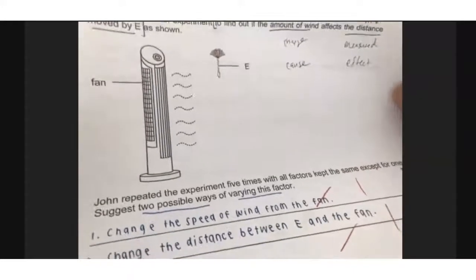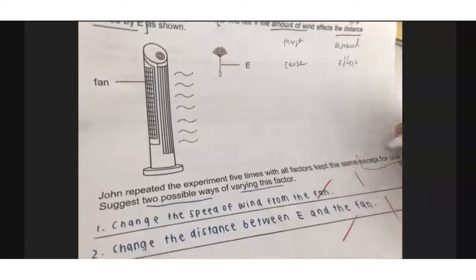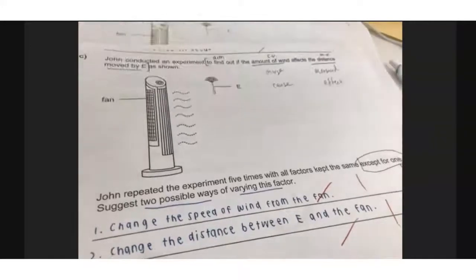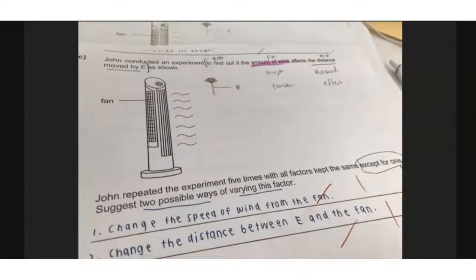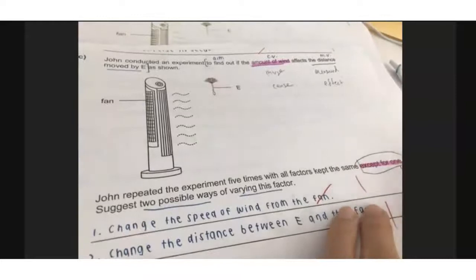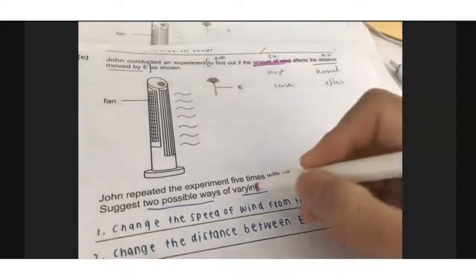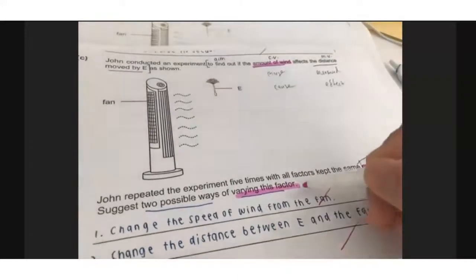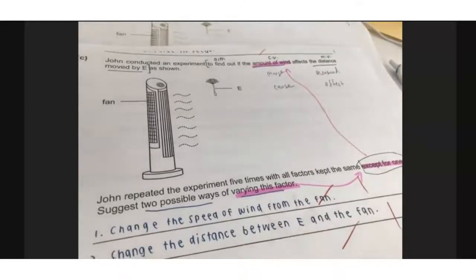Now John repeated the experiment 5 times with all the factors kept the same except for one. And this one, of course, will be the change variable, the amount of wind is the one that he changed. So that's the first thing you must take note. Now, what is this change variable? So suggest 2 possible ways of varying this factor. And this factor will be the amount of wind. So how can you change the amount of wind?